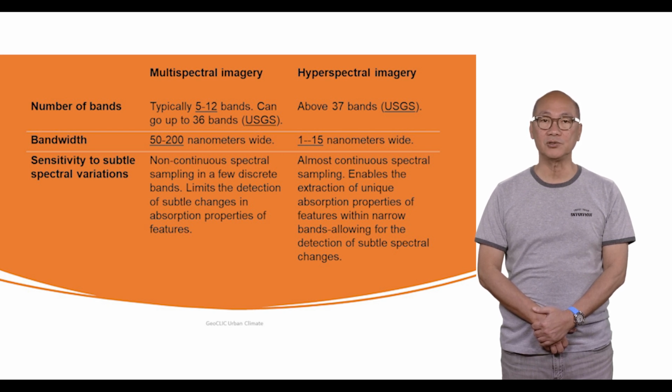Since multispectral images only have sparse sampling in a few discrete bands, it has limited detection capabilities. In contrast, hyperspectral imagery has dozens to hundreds of continuous spectral sampling. The detection capabilities are much higher due to rich spectral information.